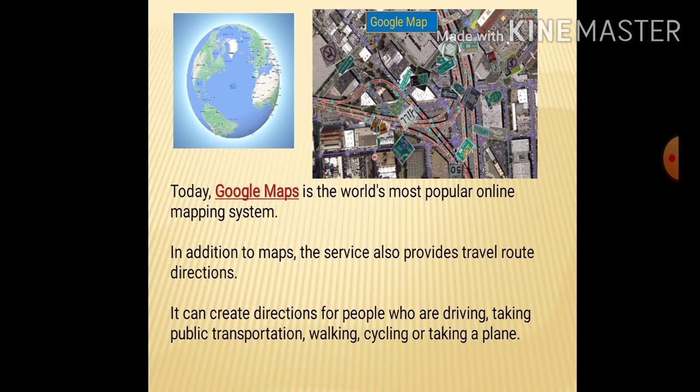Today, Google Maps is the world's most popular online mapping system. In addition to maps, the service also provides travel route directions. It can create directions for people who are driving, taking public transportation, walking, cycling, or taking a plane. In any mode, we can use Google Maps to find a place which is unknown to us.